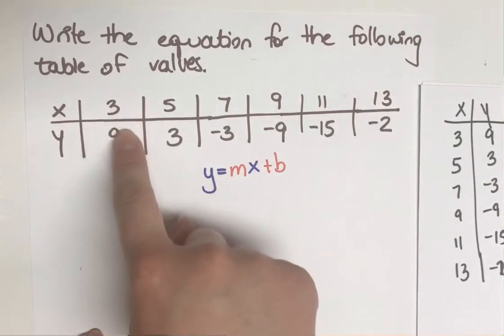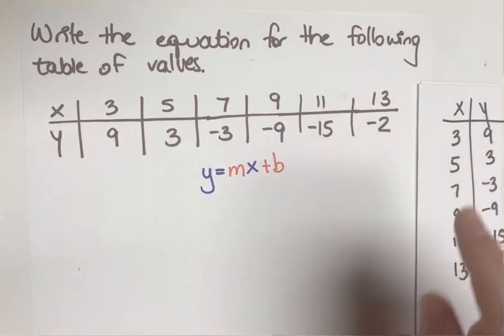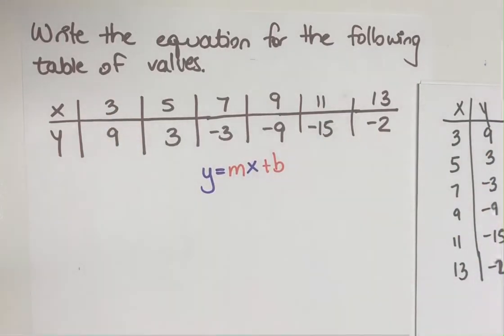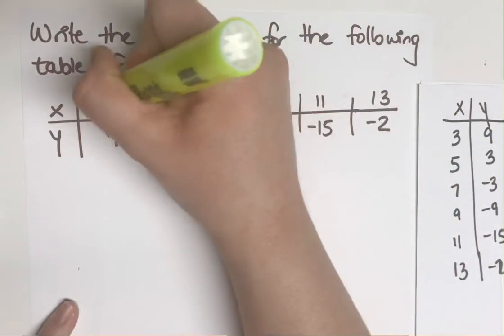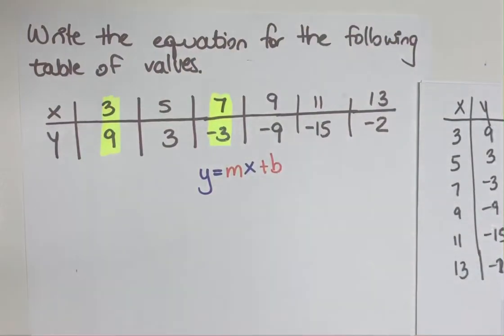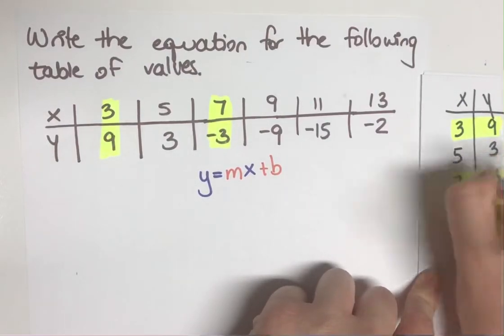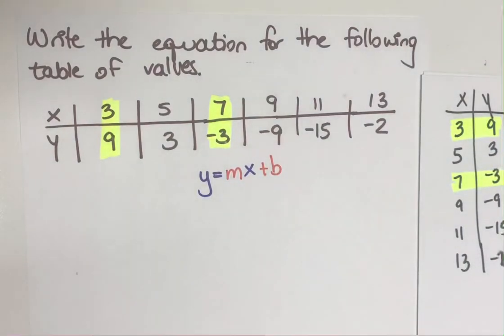I can use 3 and 9, 11 and -15. So these are the x values on top, the y values on the bottom. You can pick any 2, so I'll pick 3 and 9 and 7 and -3, just because. Those are the 2 points that I'm going to use.